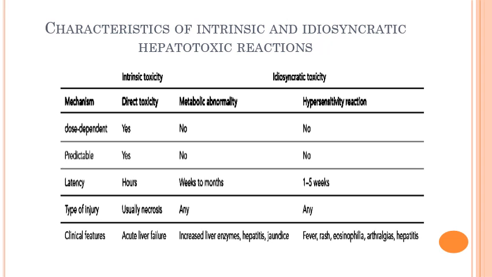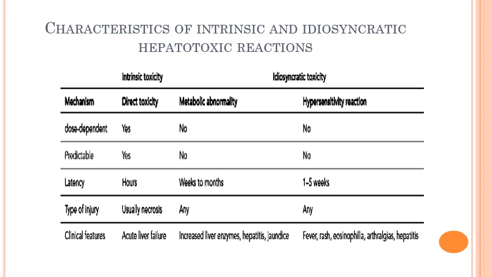Next is the predictability. The direct toxicity, that is the characteristic of intrinsic toxicity, is predictable, because we can say that this agent has caused the damage to the liver. However, in the metabolic abnormality and the idiosyncratic toxicity, we cannot predict which of the substances has caused the problem.